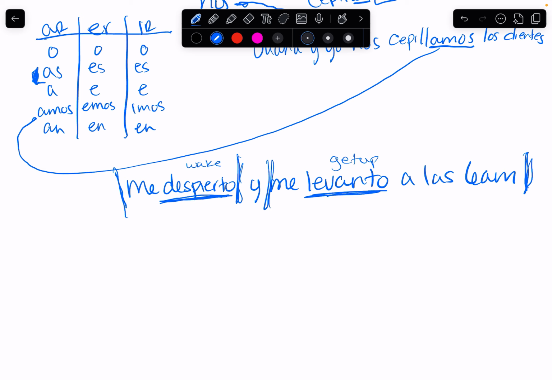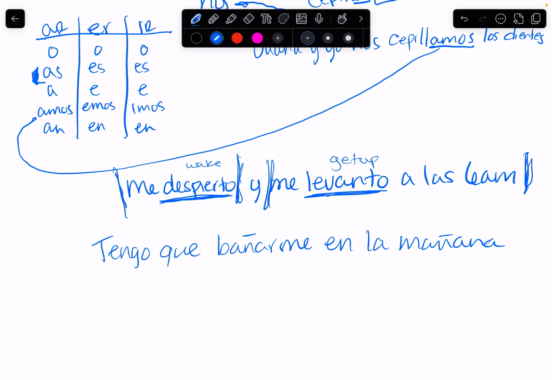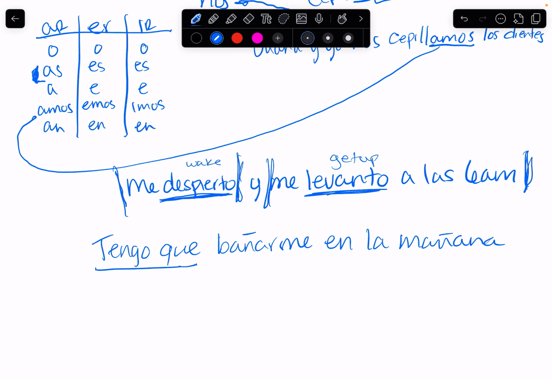If I have one clause that says tengo que, that means I have to bañarme en la mañana. Tengo que means I have to. So this tengo is already conjugated to I have to. So then bañar stays in the AR form. I'm still adding my reflexive pronoun, telling you that I'm doing the action. And then this is just added information.